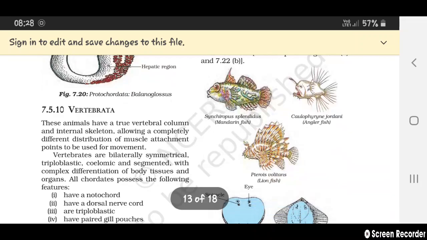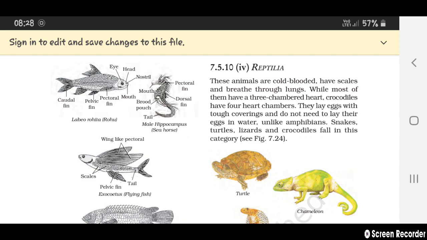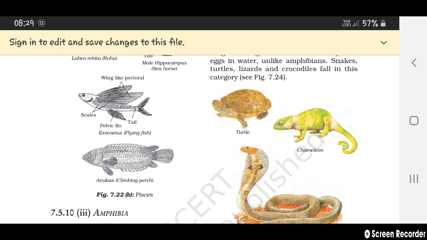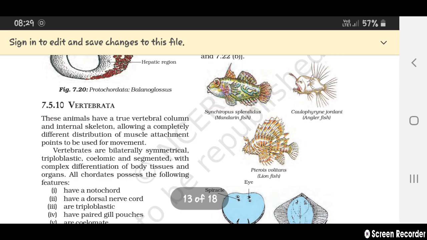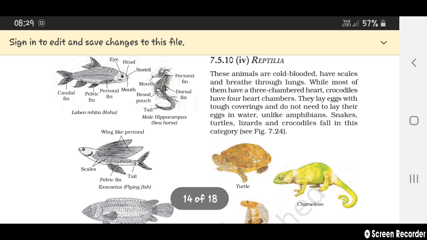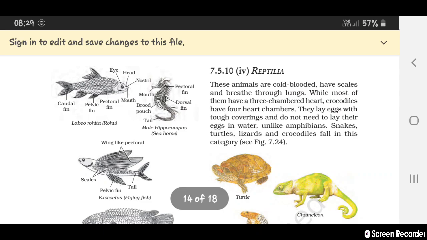Next are the male Hippocampus, the seahorse, Exocoetus, the flying fish, and Anabas, the climbing perch. So these are the examples for the Pisces. In group A, you learned animals that have only cartilage, but in group B, you are learning animals that have both bone and cartilage.